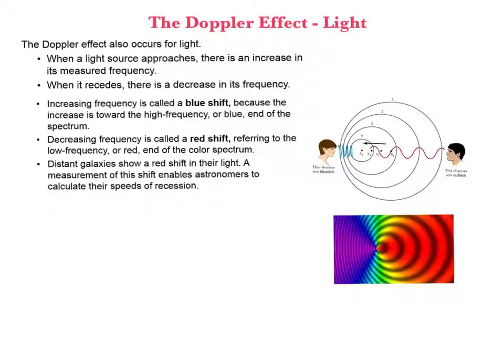A Doppler effect also occurs for light. When a light source approaches, when it's moving toward an observer, there's an increase in the measured frequency. When it recedes, when it's moving away from an observer, there's a decrease in its frequency. Increasing the frequency is called blue shift, and decreasing the frequency is called red shift. We call it blue shift because the increase is toward the high frequency or the blue end of the electromagnetic spectrum. The decreasing frequency we call red shift because it's referring to the low frequency or the red end of the electromagnetic spectrum. So in this picture here, a light source moving from right to left, this observer will see blue shift, this observer will see red shift.